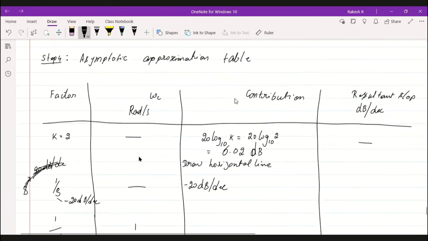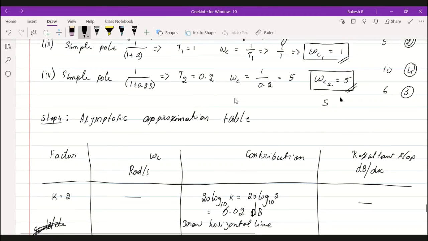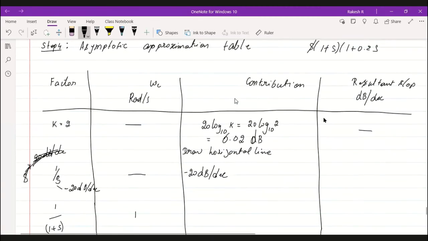Why? See, when you have a question like this, S into 2S divided by S into 1 plus S into 1 plus 0.2S, that means S and S will get cancelled. So we will not have a pole and 0 at origin both. We will have either a pole or a 0 at origin. So this is minus 20 dB per decade. So I need to write here the resultant slope will be minus 20 dB per decade.